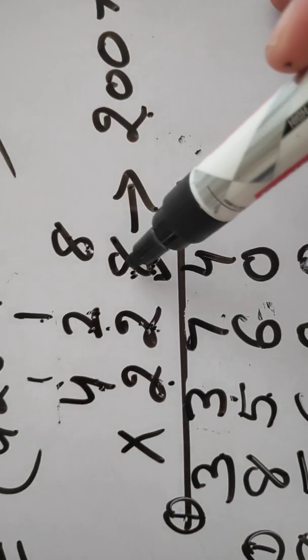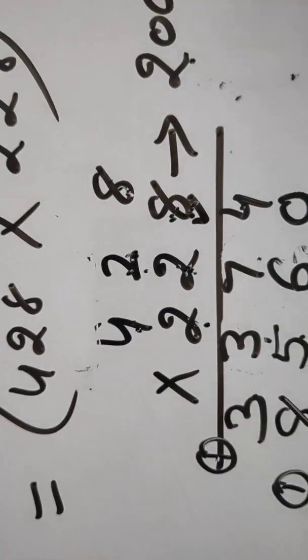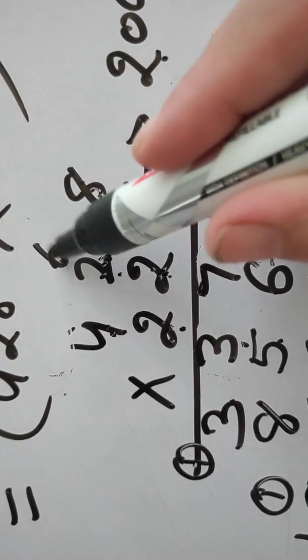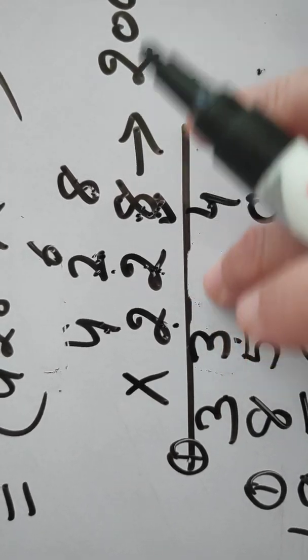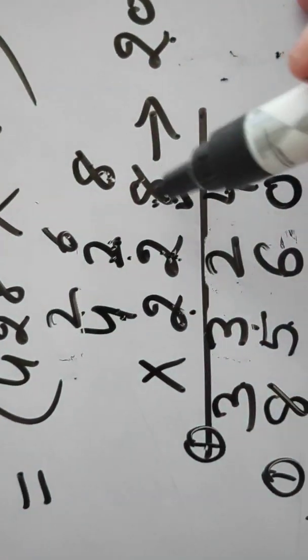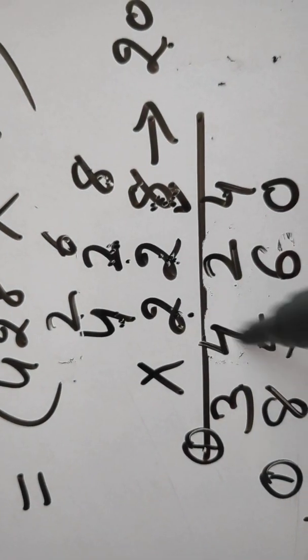I am going to rectify this. 8 8s are 64. 6 goes as a carry. 8 2s are 16 plus 6 it is 22. 2 goes as a carry. 8 4s are 32 and 2 it is 34.